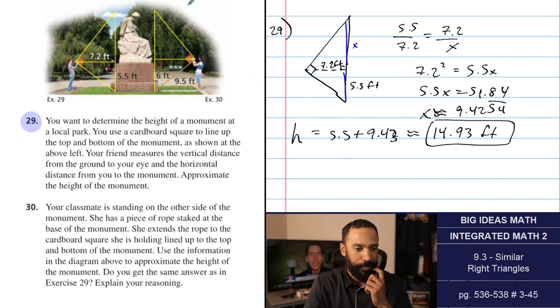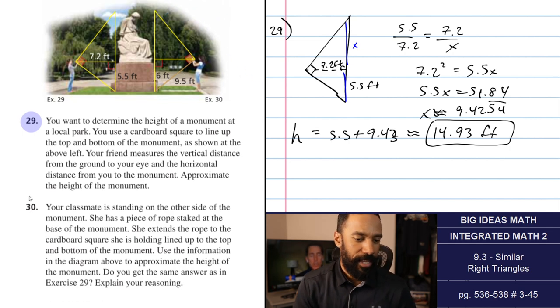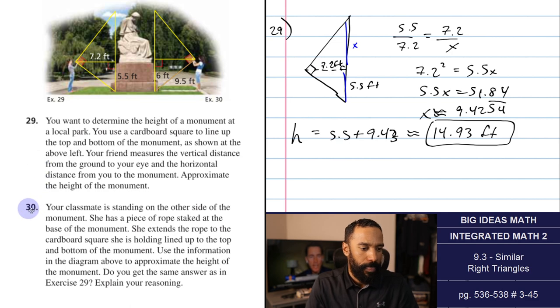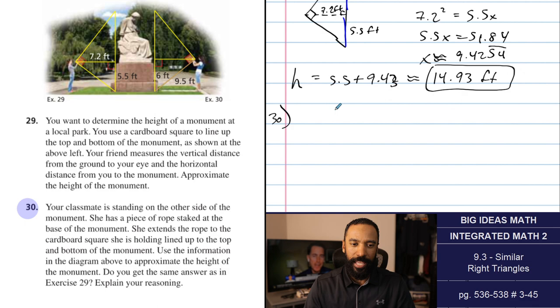Okay, number 30. Your classmate is standing on the other side of the monument. She has a piece of rope staked. It's this figure. Use the information to approximate the height. Do you get the same answer as exercise 29? Explain your reasoning. So we'll see. But this time they have different information. This time they have the 9.5 represented here.